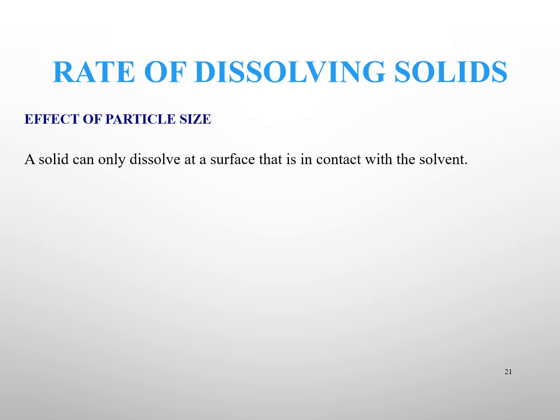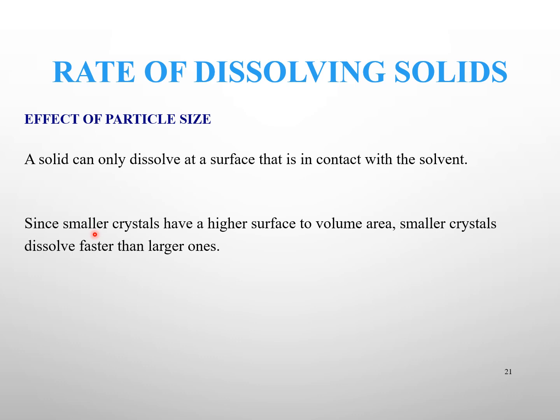So let's talk about how we can dissolve solids and what scenarios can affect the rate. The first thing is effective particle size. The solid can only dissolve at a surface that is in contact with the solvent, so the more surface that is in contact with the solvent, the better it will dissolve. Smaller crystals have a higher surface to volume ratio, so smaller crystals dissolve faster than larger ones. This is pretty obvious if you have a big cube of sugar versus small little crystals of sugar. The smaller crystals would dissolve a lot faster than the big cube of sugar would.